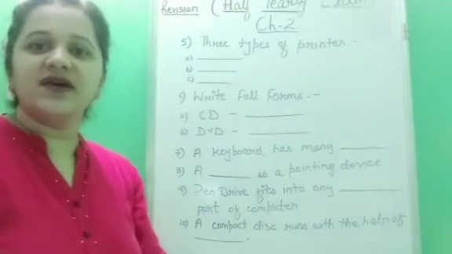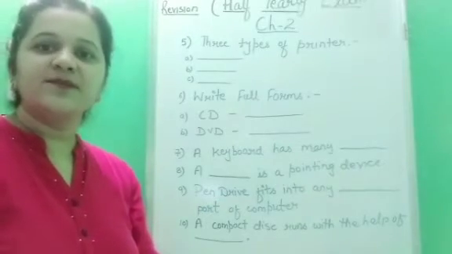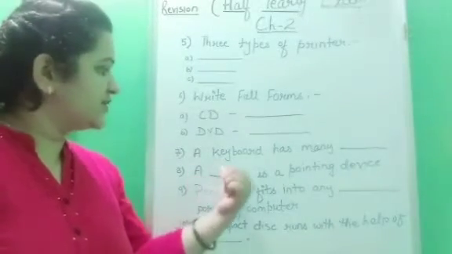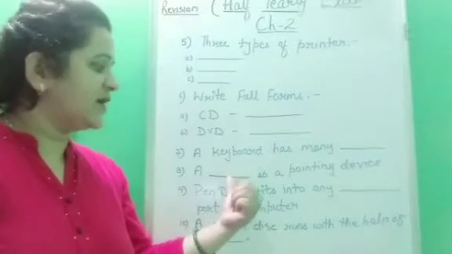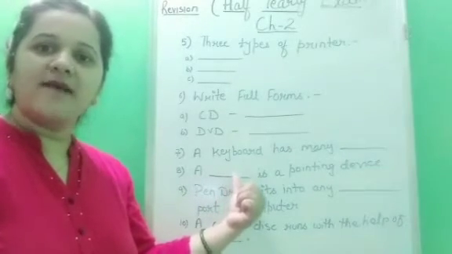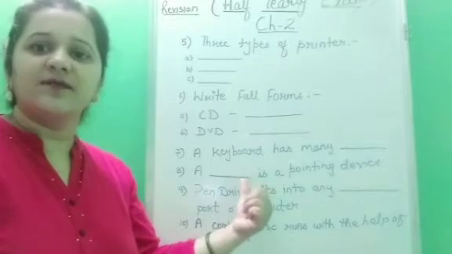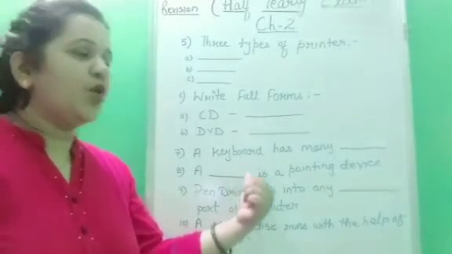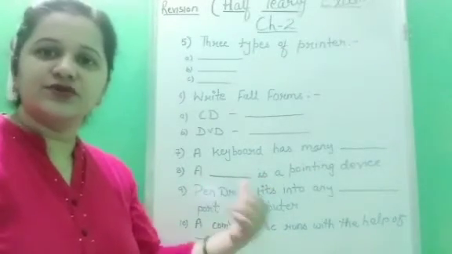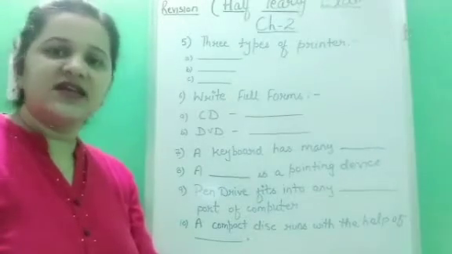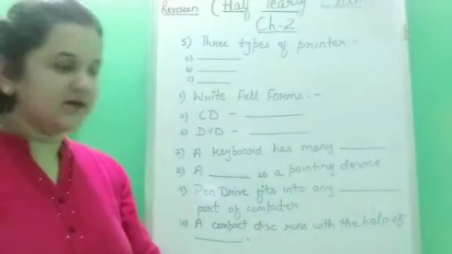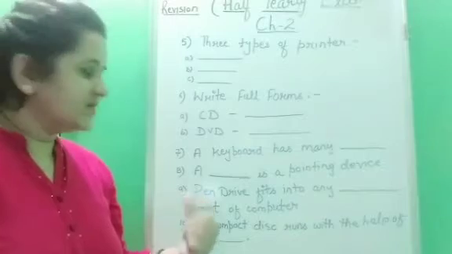Now children, which device is known as the pointing device? Yes, a computer mouse. So you will write down C-O-M-P-U-T-E-R, computer, M-O-U-S-E, mouse. Computer mouse is a pointing device.